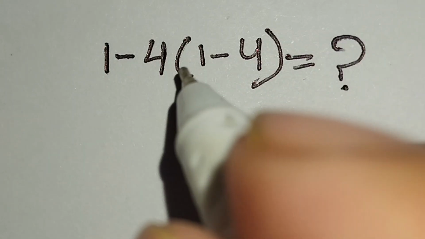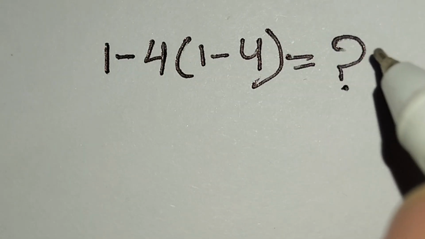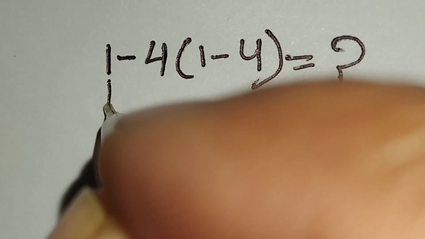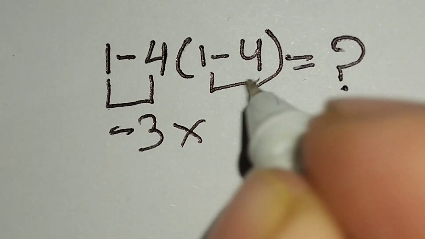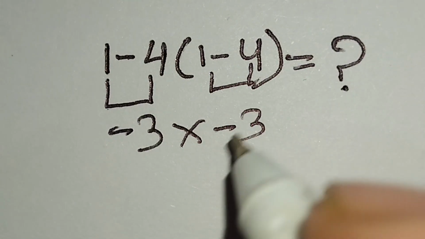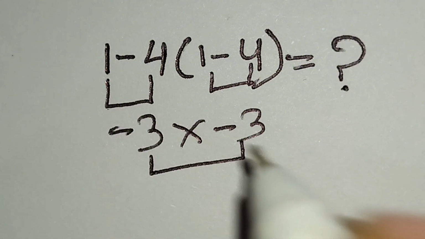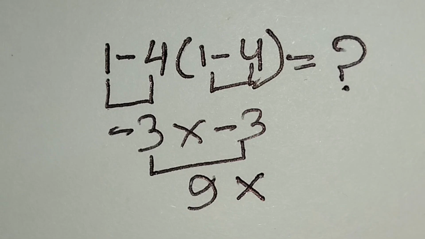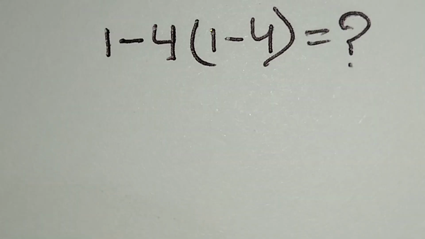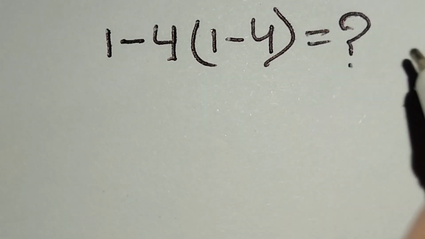1 minus 4 in brackets, times 1 minus 4, is equal to what? Here 1 minus 4 gives us negative 3, multiply 1 minus 4 gives us negative 3. Negative 3 times negative 3 gives us positive 9. But this answer is not correct. Now I will apply the PEMDAS rule to solve this math correctly.